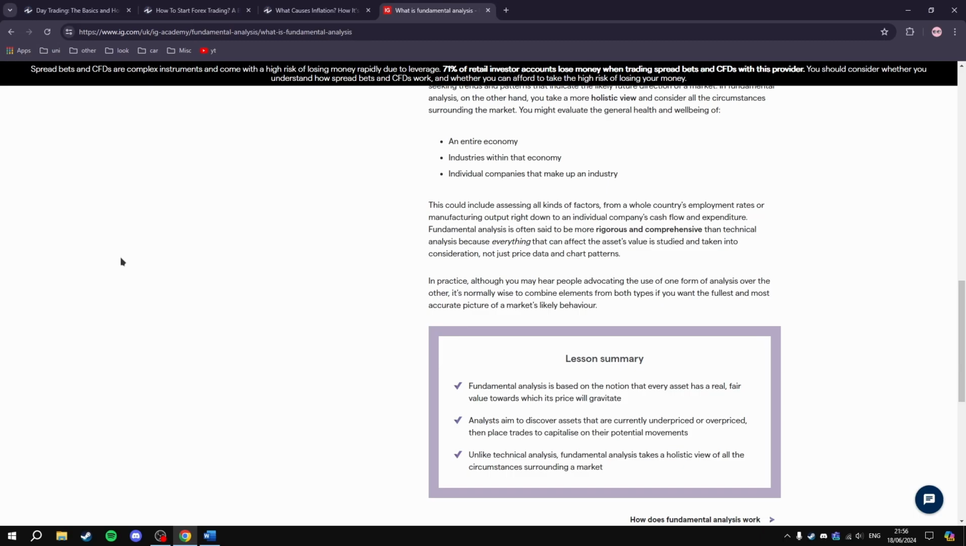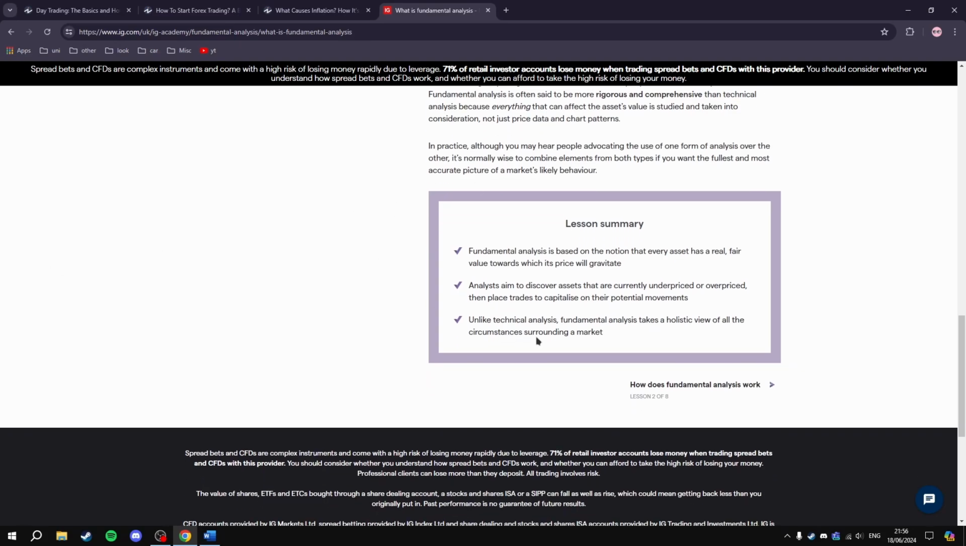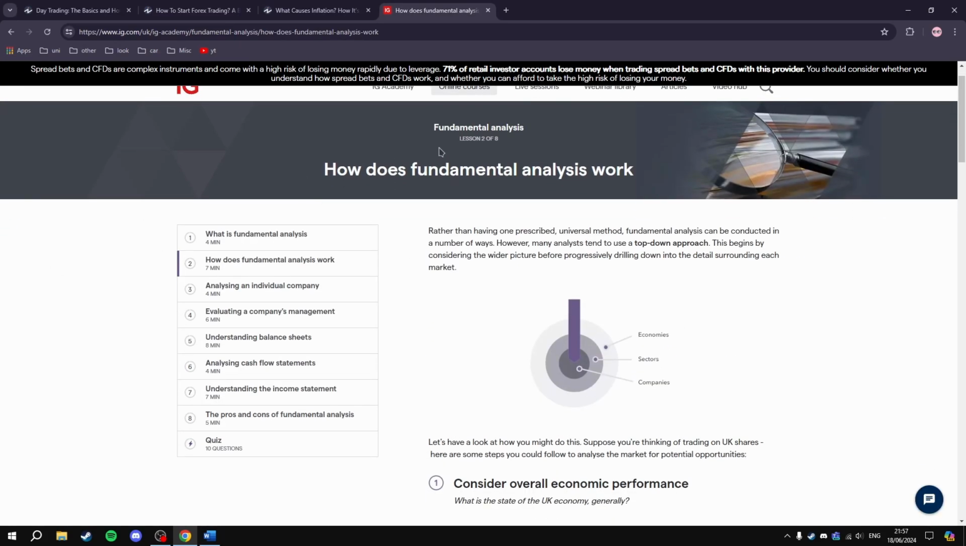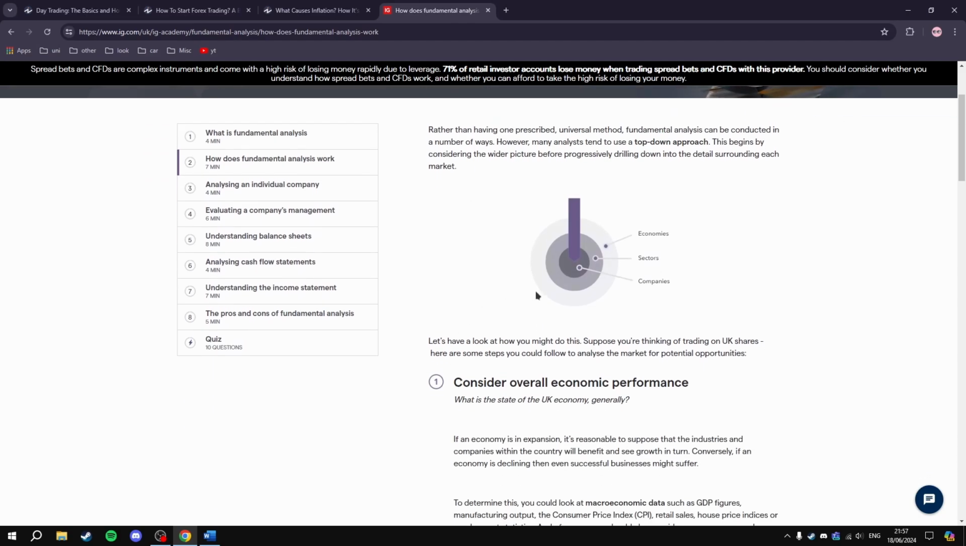Fundamental analysis is often said to be more rigorous and comprehensive than technical analysis because everything that can affect the asset's values is studied and taken into consideration, not just the price data and chart patterns. And then we went through the lesson summary, and then we went through, so how does fundamental analysis work?